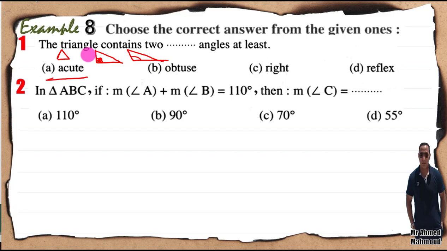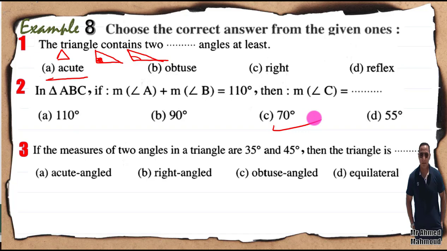ABC is a triangle. If A plus B equals 110, the third angle is 180 minus 110, which equals 70 degrees. Number 3, if the measures of two angles of a triangle are 35 and 45, then the triangle is what? First, I need to evaluate the third angle. The third equals 180 minus (35 plus 45). It equals 100 degrees. So the triangle is an obtuse angled triangle.